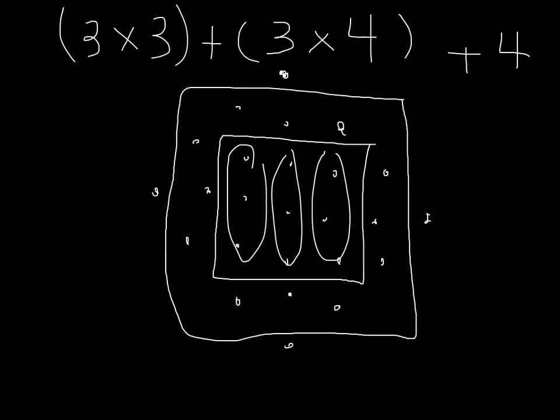3 times 3, it's this middle part, which would give me 9. Plus 3 times 4, 3, 3, 3, 3. Okay, 3 times 4 is 12. So 9 plus 12, 21. And then remember I added those 4 at the very end to the very side right there. So how many dots do I have? Looks like we have 25 dots.